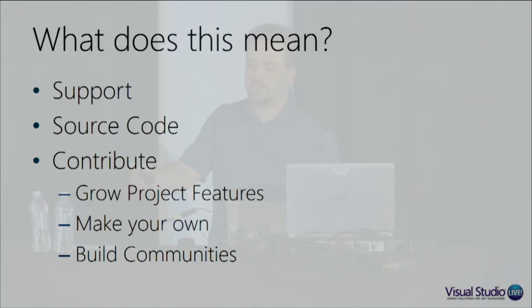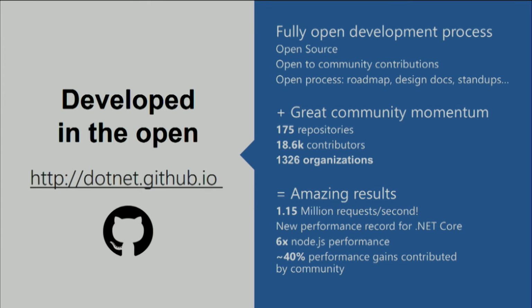So the source code's available for you to use and reference. You can contribute, grow your own project features, make your own flavors of these things. If you don't like the way that MVC works or Razor works, take the source code, fork it, and build your own thing. It's up to you. Build your own community around it.